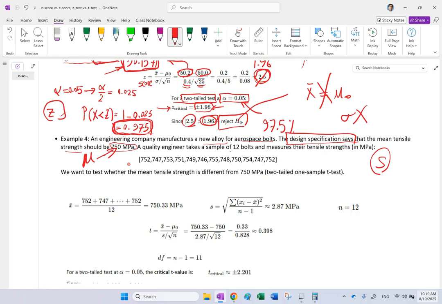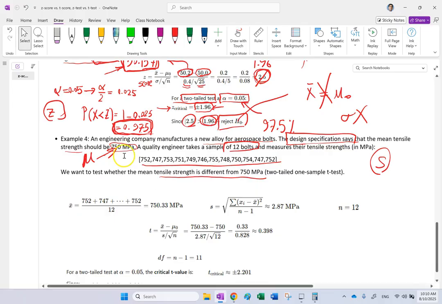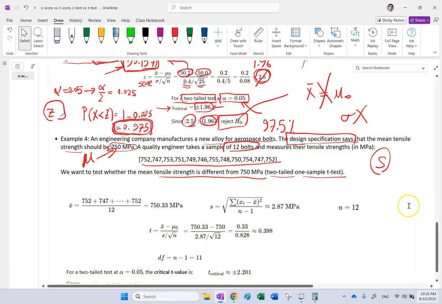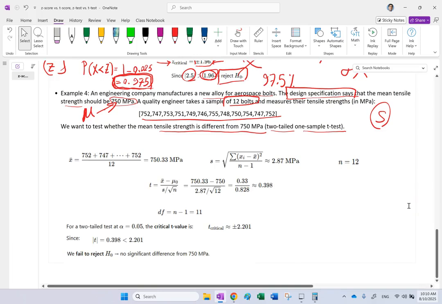So the engineer goes ahead and takes 12 bolts and measures their tensile strength, and these are the numbers he comes up with. You want to know whether the tensile strength of these 12 numbers in the sample is statistically different from the desired value of 750, and we want to do a two-tailed one-sample t-test. So we need a t-score in this case. So what do we do?